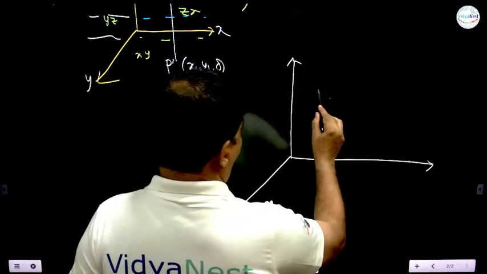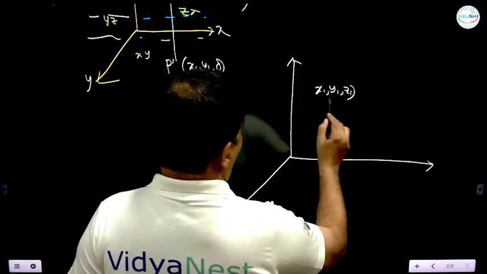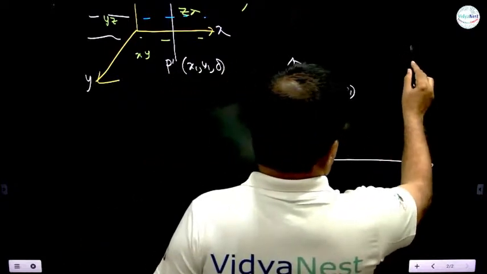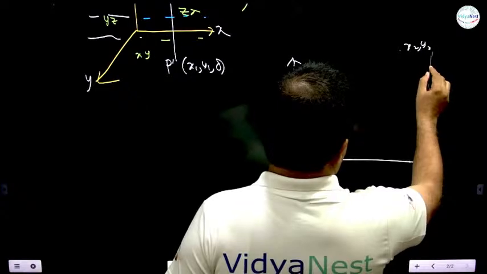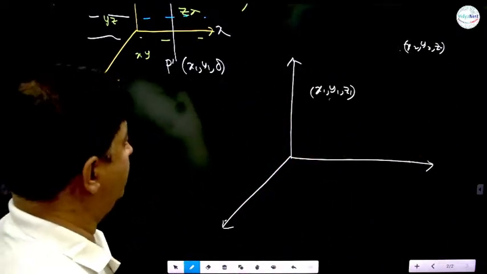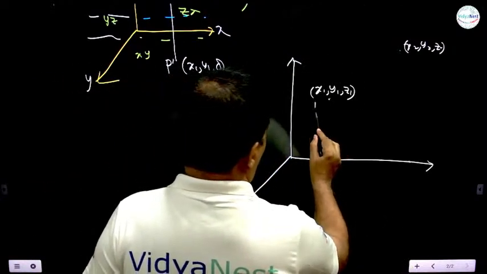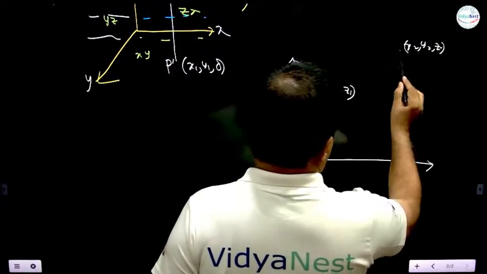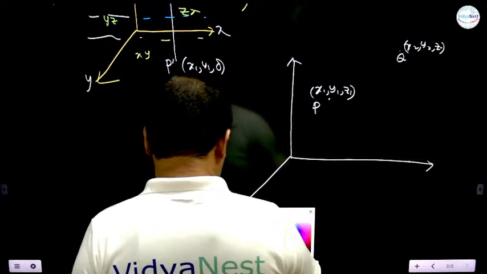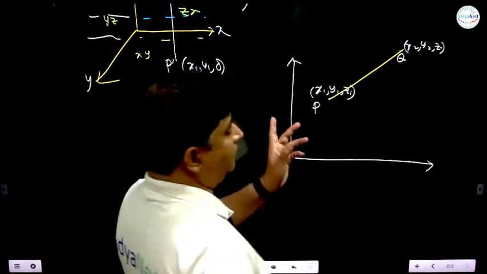Suppose there is a point (x1, y1, z1), and there is another point (x2, y2, z2). Now this point is denoted by P and this by Q. We have to find the distance PQ.